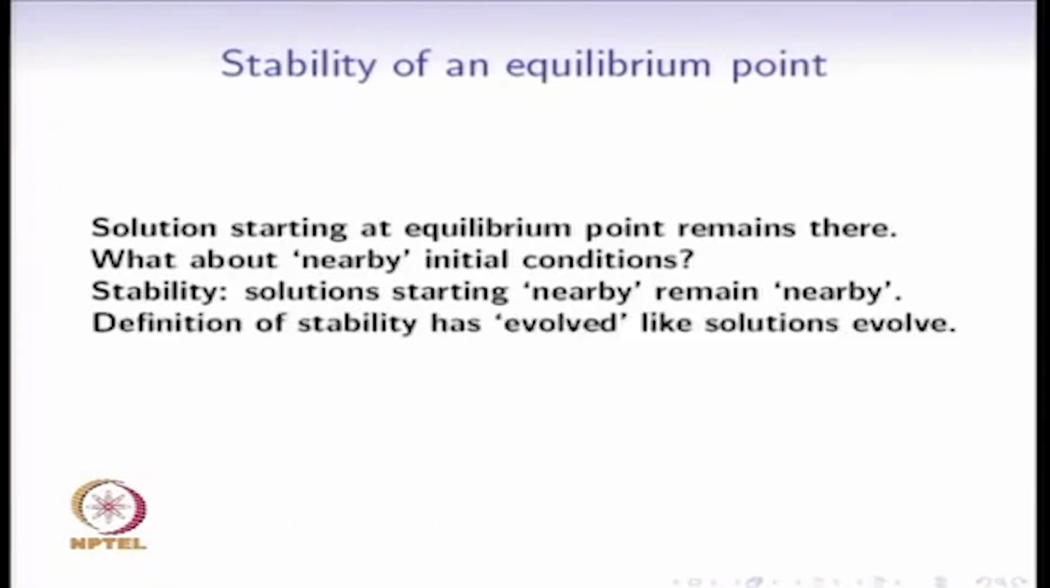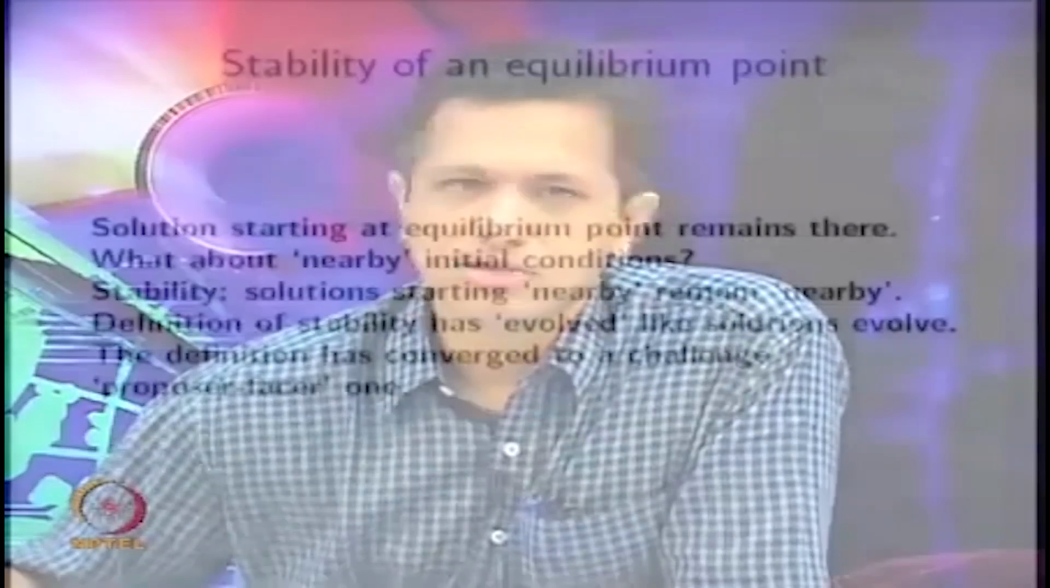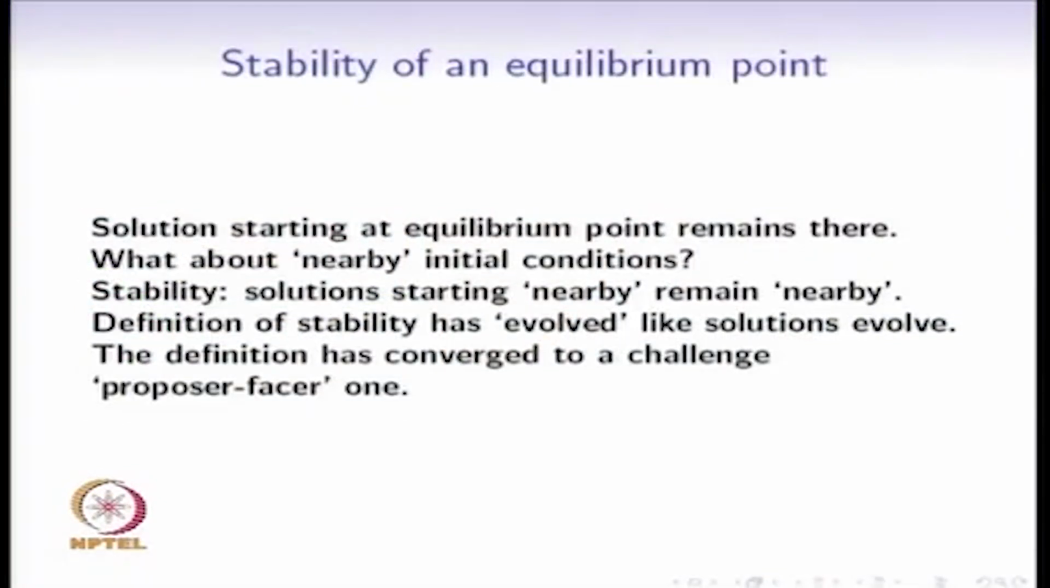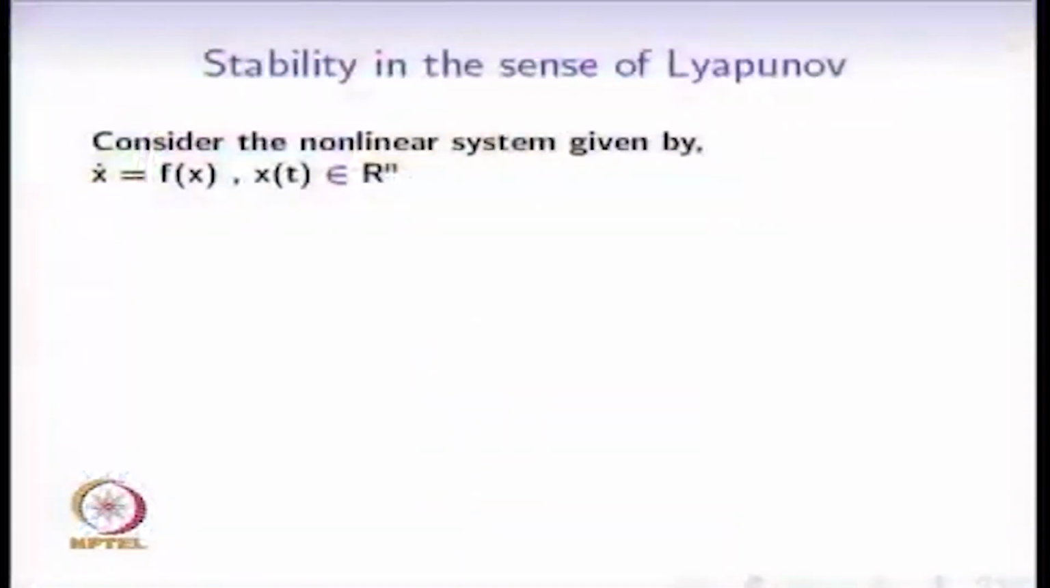One should also note that the definition of stability itself has evolved. Just as solutions evolve for a dynamical system, even the notion of stability has evolved over the last few decades, and finally it has converged to what we will see in the next slide. This particular definition is best understood as a challenge. Somebody proposes a challenge and somebody who is facing the challenge tries to meet that challenge. So, what is this challenger-facer definition of stability?